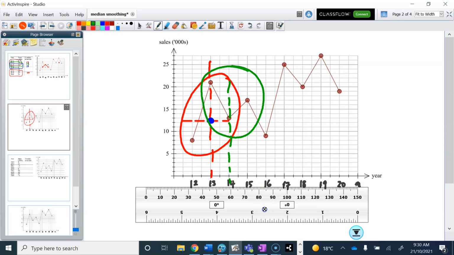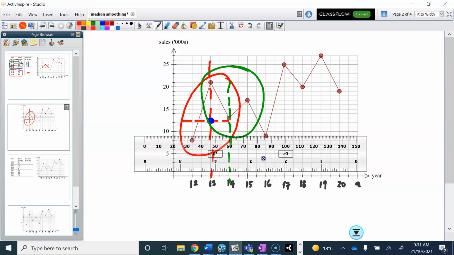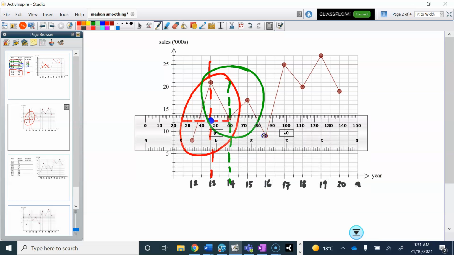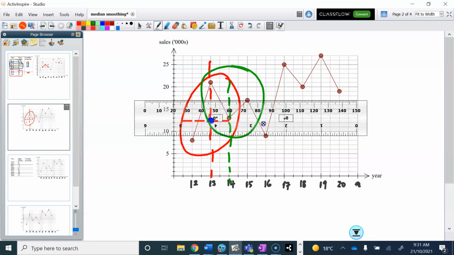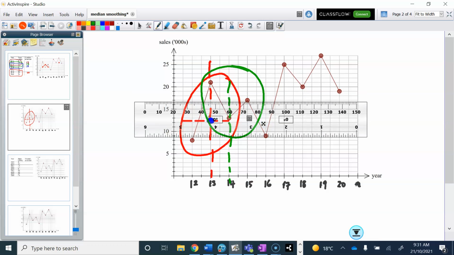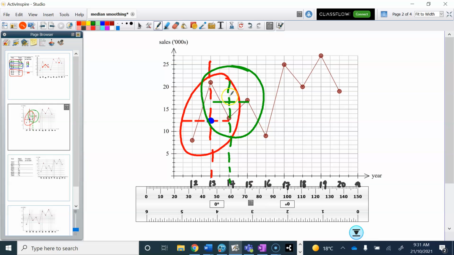And then with my ruler, the 3 points in the green circle, 1, 2, 3. So I know it has to line up with that second point there. Okay, so getting my ruler out of the way, the second point would be here. So it does get a little bit messy, obviously.